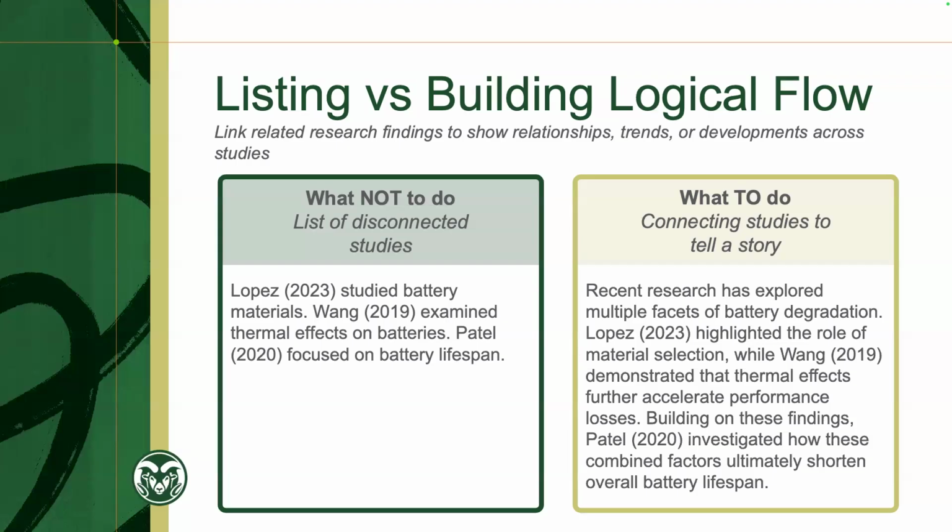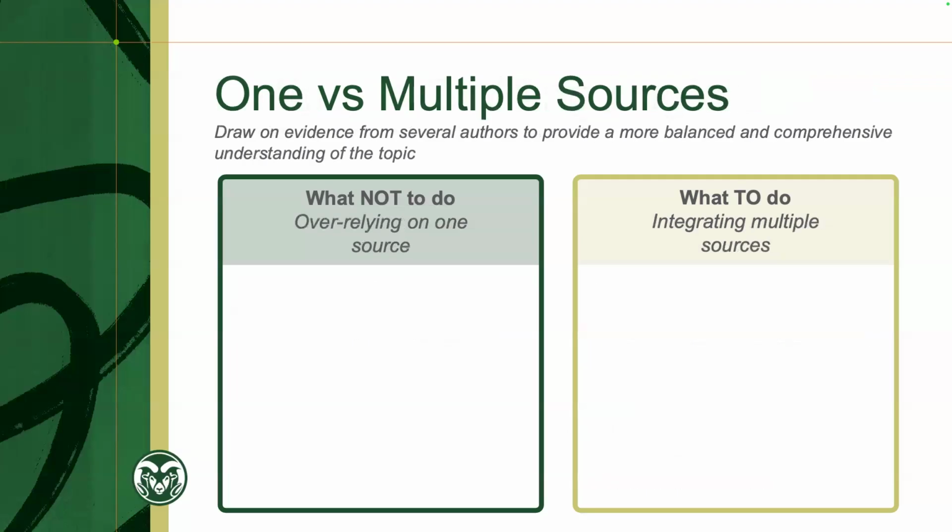I would say the second most common thing I see is over relying on one source as opposed to integrating multiple references, which provides more merit because multiple people have found similar findings. In this context, we want to draw on evidence from several authors to provide a more balanced and comprehensive understanding of the topic. So what not to do is over rely on one source.